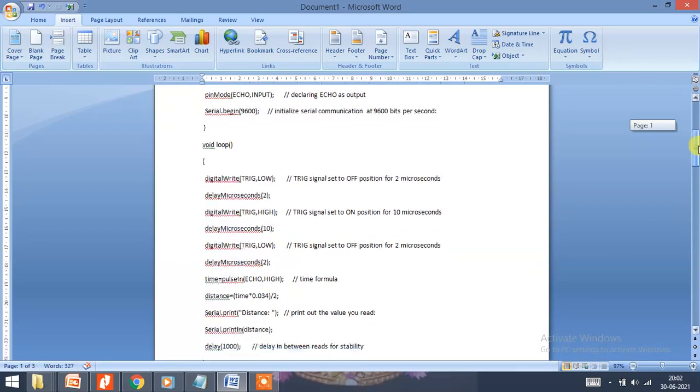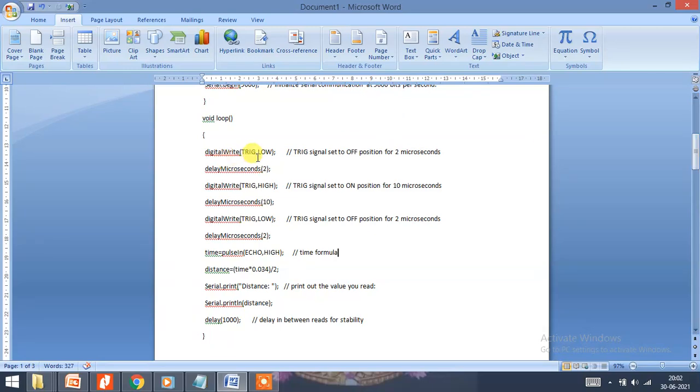Next, in the main loop, we write digitalWrite trig, the 9th pin, to be low initially, then use a certain delay, and then make it high. The triggering signal to trigger the ultrasonic sensor, I make it high. Then it produces a sound which is not audible by humans, for 10 microseconds. After that I set the signal low, then the ultrasonic sensor will receive an echo.